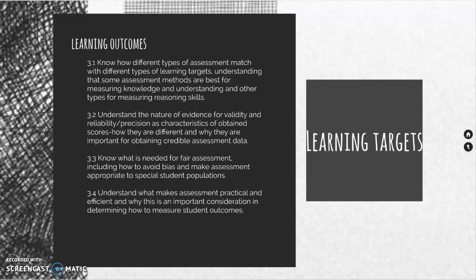Chapter 3 has 4 learning outcomes. Know how different types of assessments match with different types of learning targets, understanding that some assessment methods are best for measuring knowledge and understanding and other types for measuring reasoning skills. Understand the nature of evidence for validity and reliability precision as characteristics of obtained scores, how they are different, and why they are important for obtaining credible assessment data.